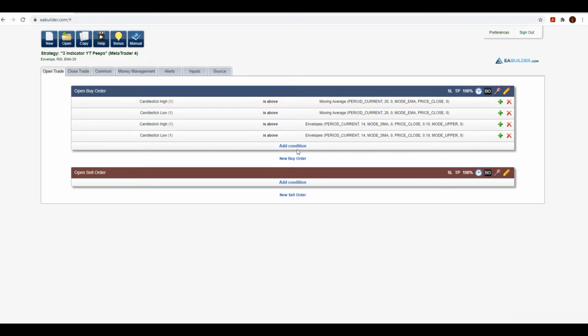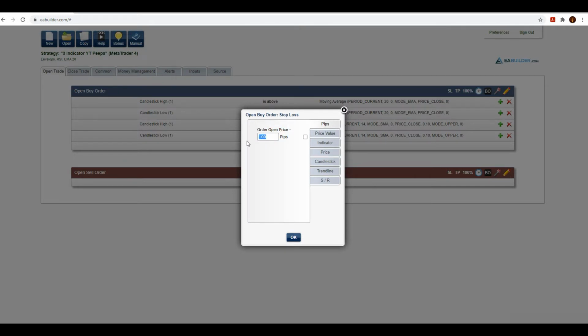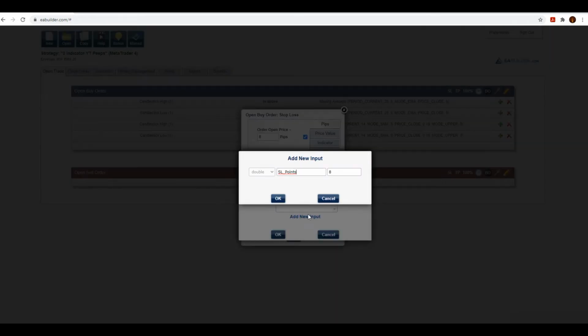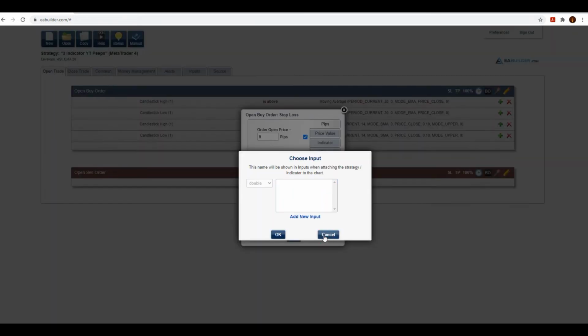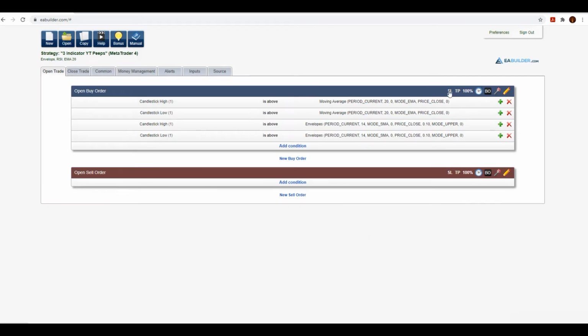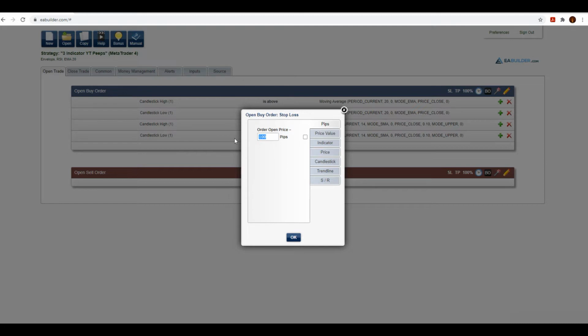Alright, so now what we want to do is set a stop loss of, let's say, 8 pips. We'll just say 8 pips. And what we're doing now, let's cancel out. Stop loss. This is where you set your stop loss, right here. I want this to be 8 pips.